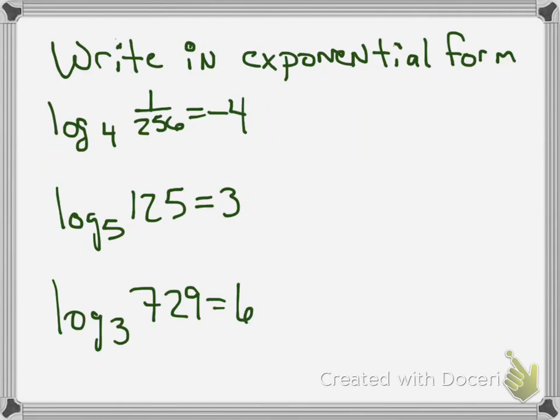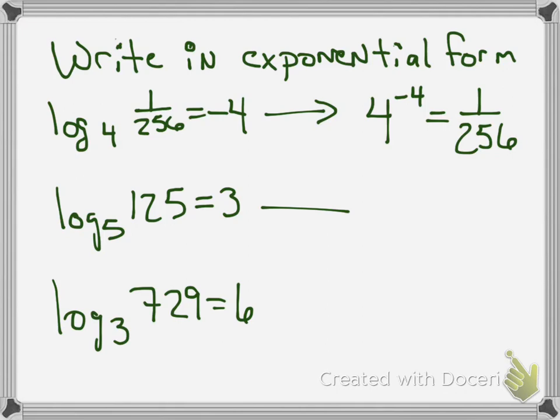Okay, so let's start off with this idea. Let's write these logs in exponential form. So how do you write that? Well, remember, the base is the big number when you're dealing with exponential function stuff. And the answer of logs is actually the exponent in exponential functions. So log base 4 of 1 over 256 equals negative 4 is like saying 4 to the negative 4th power equals 1 over 256. That's the exponential form.